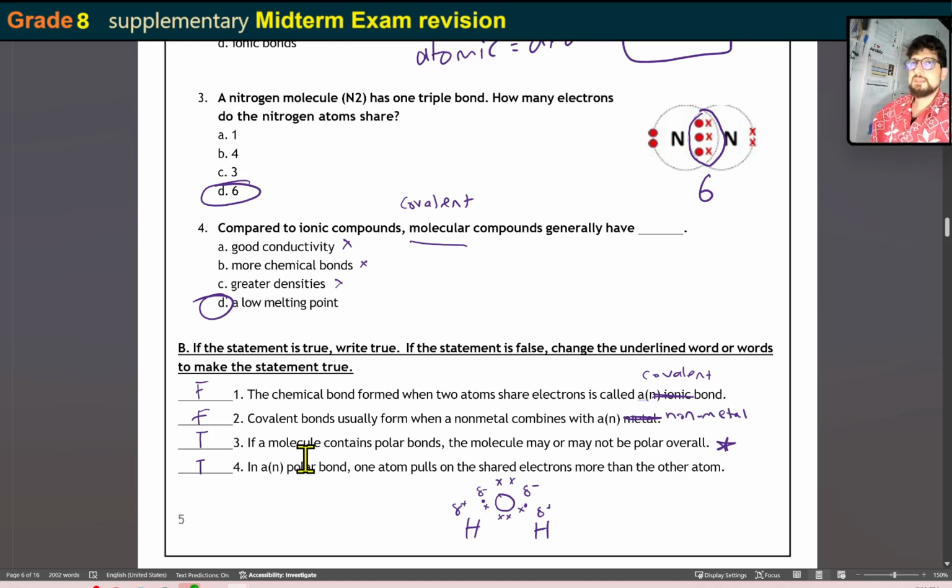It's still equal sharing, but then one of them is pulling slightly more strongly than the other, and so it results in a charge.